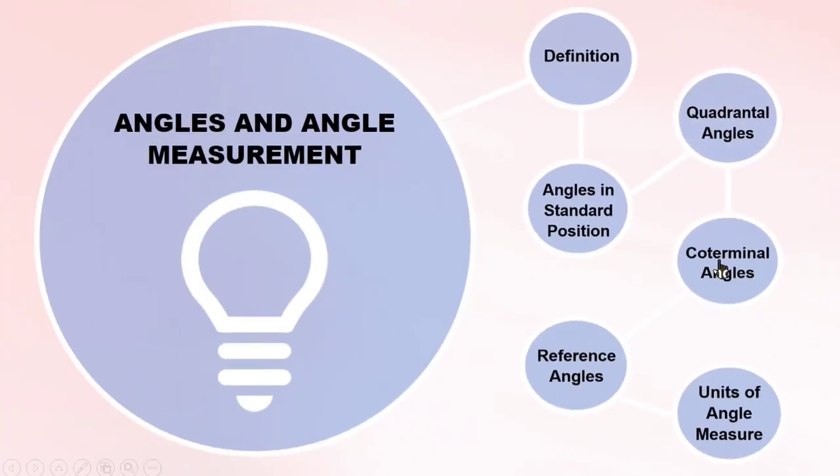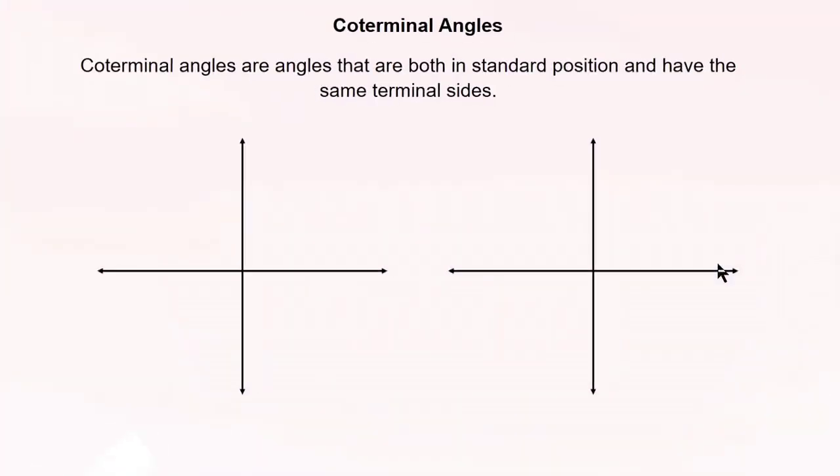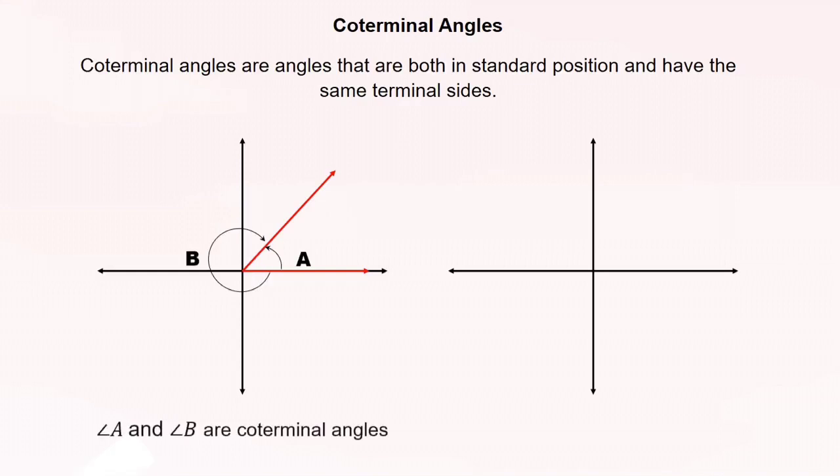How about coterminal angles? Coterminal angles are angles that are both in standard position and have the same terminal side. For example, angles A and B are coterminal angles. They are both in standard position and have the same terminal side. Angle A is a positive angle while angle B is a negative angle.